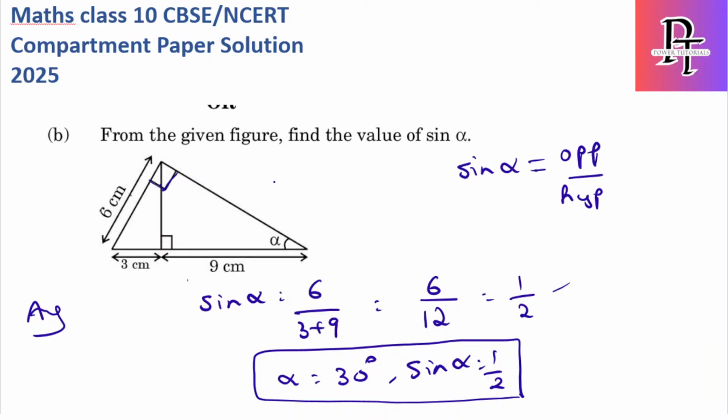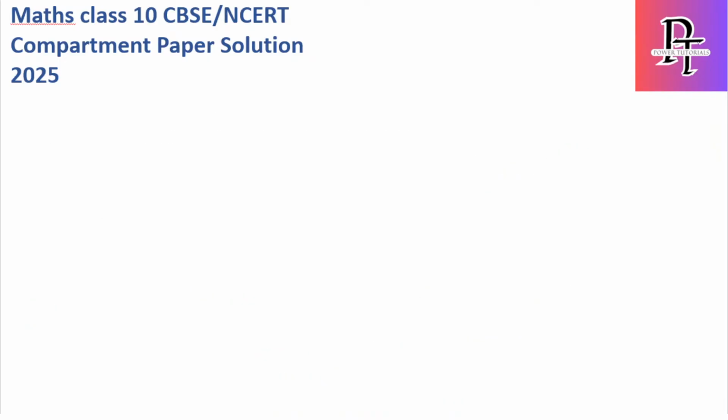They can also make it complicated by first getting this value and then solving and then doing opposite by hypotenuse, and you'll still get the same answer. But let's be clear: because it's a right angle triangle and alpha is here, opposite side by hypotenuse gives you the final easy answer. Okay, let's move to the next one.